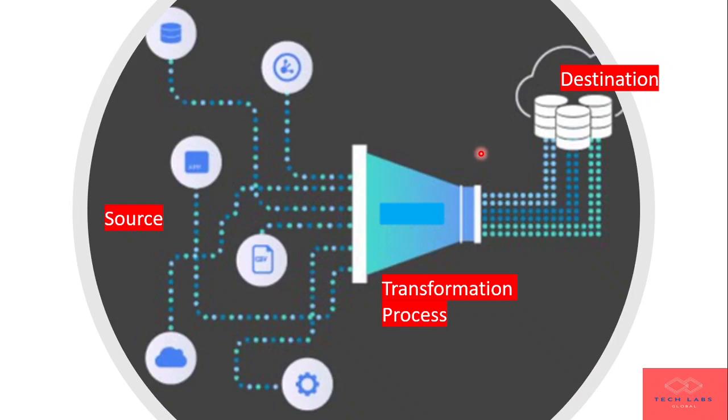So this complete mechanism is known as a transformation process. This transformation process is basically done by an ETL tool. This ETL tool can be like Informatica, it can be Talend, it can be ODI. So once this data is cleansed using these tools, it then resides into a destination system, that is the data mart or the data warehouse.